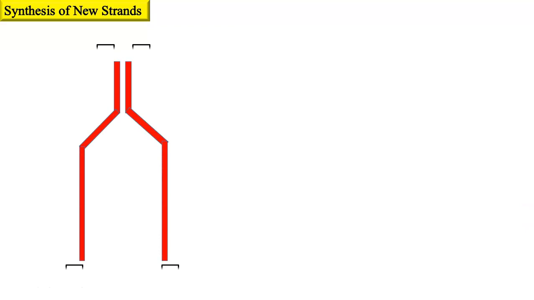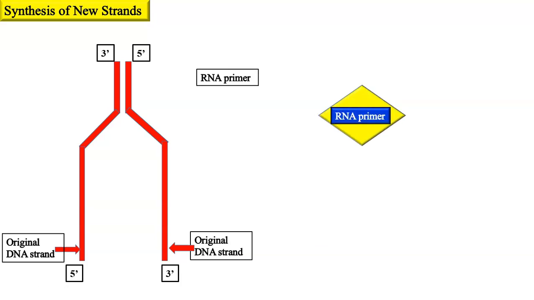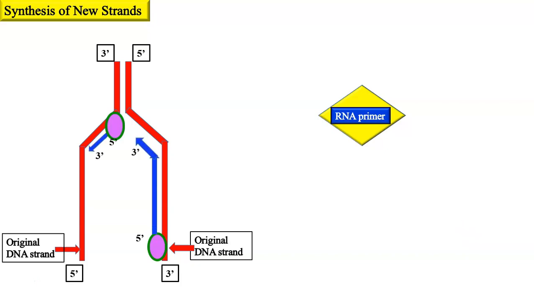Synthesis of new strands. Each separated strand acts as a mold or template, and that is used for synthesis of a complementary strand. It begins with the help of a small RNA molecule called RNA primer. The RNA primer always gets associated with the 3' end of the template strand, and it attracts the complementary nucleotides from the surrounding nucleoplasm.